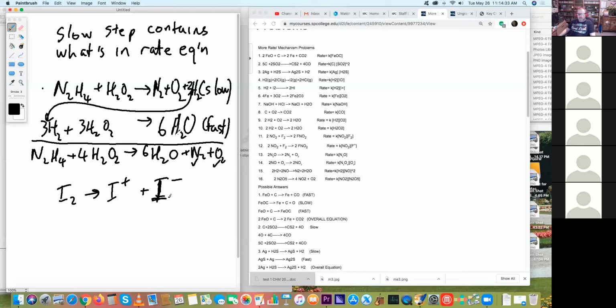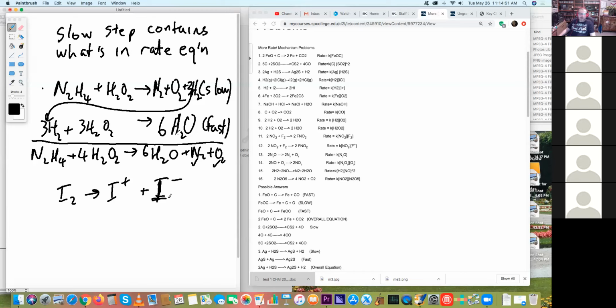Yes, because the NaOH isn't. Now you might say, well, what about the HCl? But again, it's just not used in the slow step. It's used in some other step, but the slow step is still the first step because NaOH is a reactant. What about number 8? Slow step's the first step.